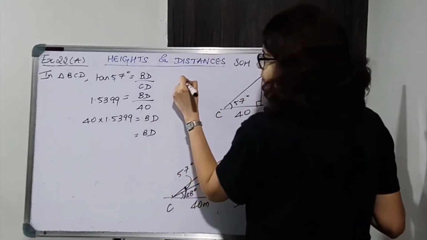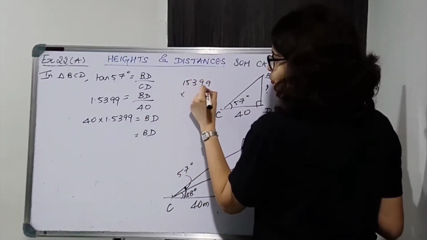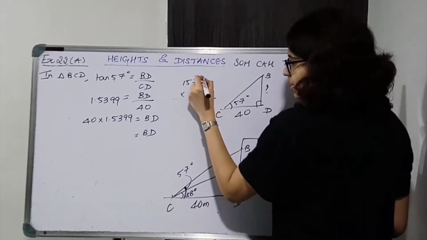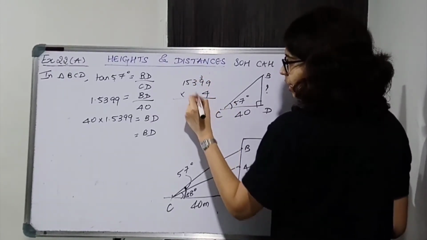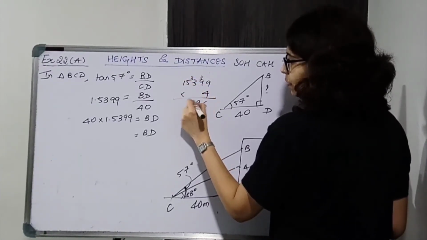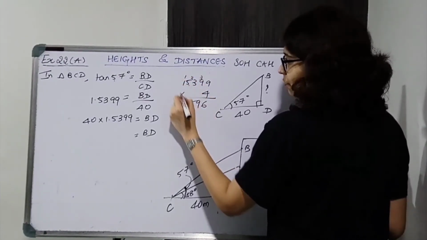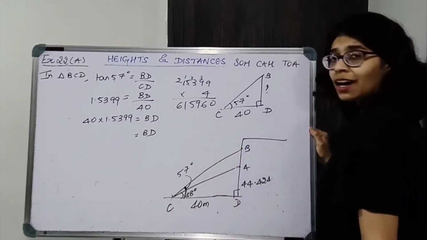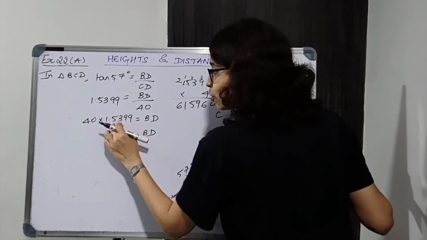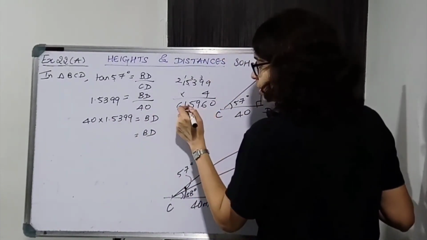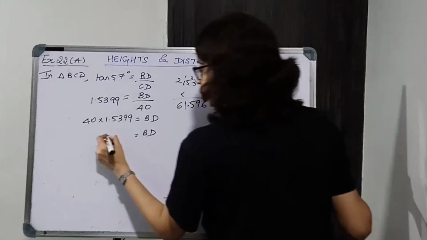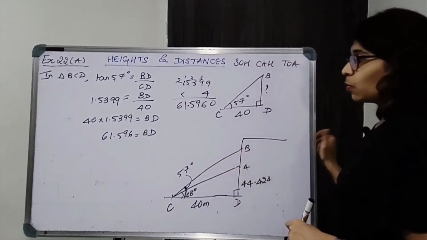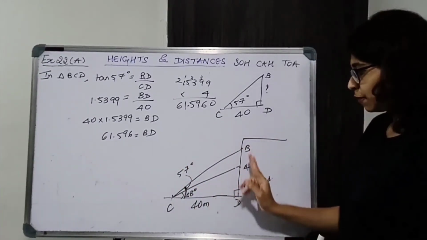Let us multiply 15399 into 4. 9 4s are 36. 9 4s are 36 plus 3, 39. 4 3s are 12 plus 3, 15. 5 4s are 20 plus 1, 21. 4 1s are 4, 5, 6. Add a 0. Now decimal point. 4 digits के बाद decimal point है. So 1 2 3 4 digits के बाद decimal point. So 61.596. Now we found BD, we found AD.